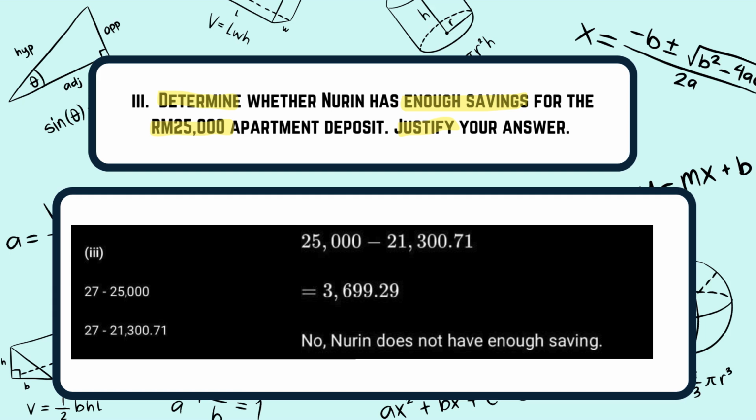Apartment deposit, justify your answer. So at age 27, you will need to have 25,000 ringgit. But Nurin, at 27 years old, only had 21,371 ringgit. So 25,000 ringgit minus 21,371, we got 3,629 ringgit. So Nurin does not have enough savings for the apartment deposit.